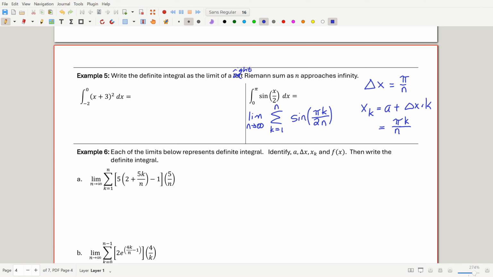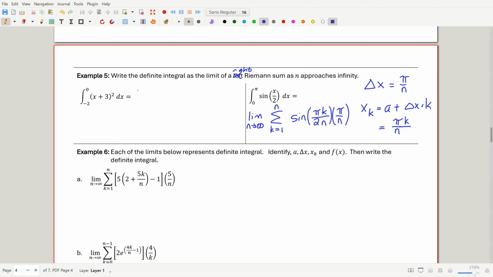So that is the height of my rectangle, and the width of my rectangle is delta x, which is pi over n. I want an infinite number of tiny width rectangles. I want to add up all their areas. Each one has an area of the function evaluated at the correct x times the width, which is the same for each and every one of them. Sound good?